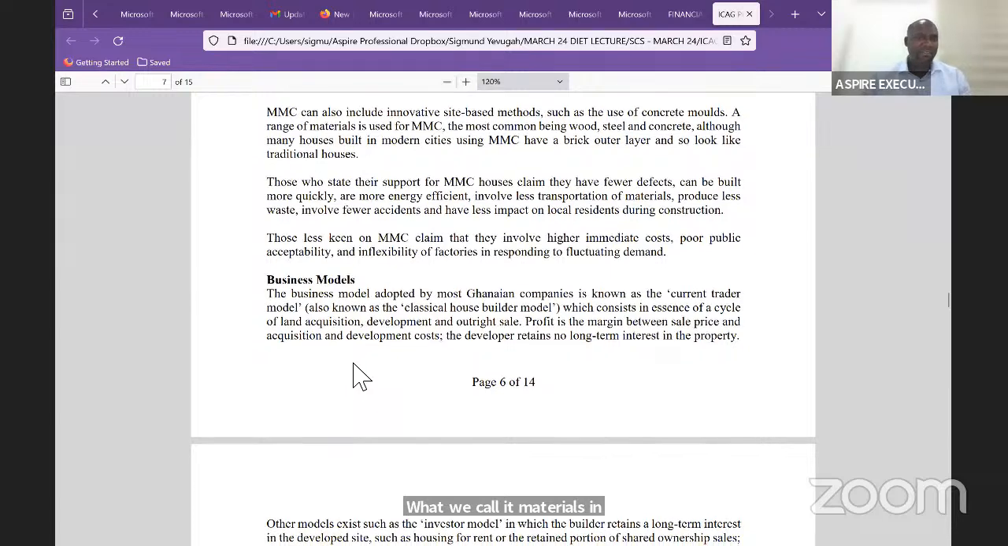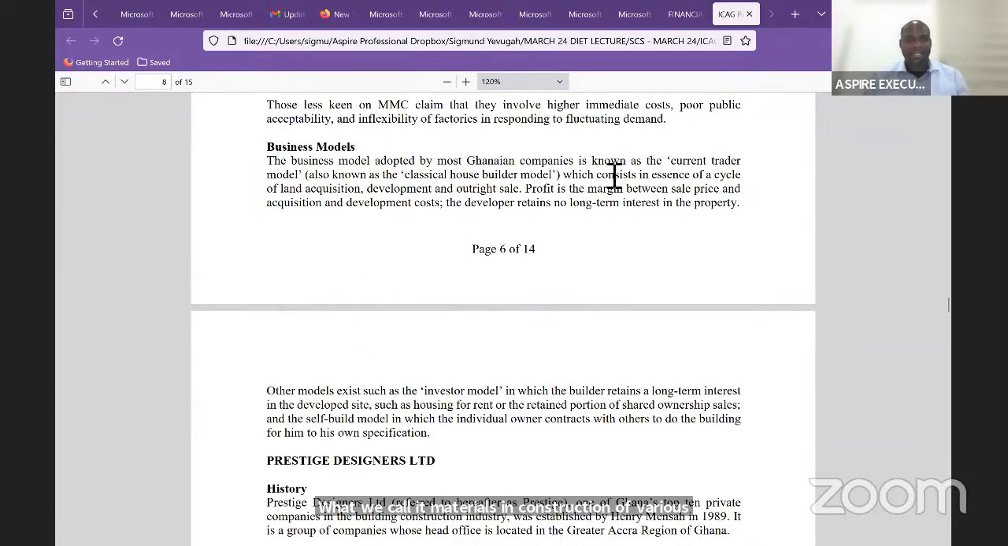Exactly. In terms of business model, the one adopted by Ghanaians is known as the trader model, which consists in essence of a cycle of three things. Number one is the land acquisition, the development, and outright sales. So this is the business model of most businesses in Ghana who are in real estate. You acquire the land, you develop it, and you sell it outright. Profit margin between the sale and the acquisition and development. The developer retains no long-term interest in the property. Most of them sell it off without any long-term interest in the property.